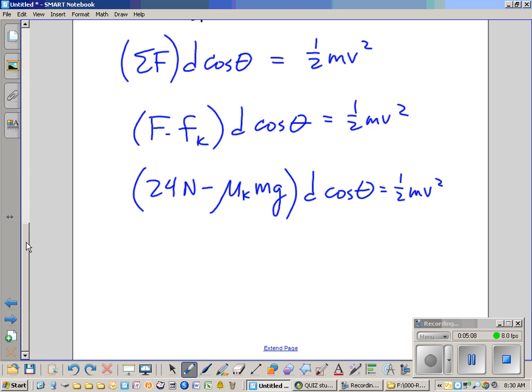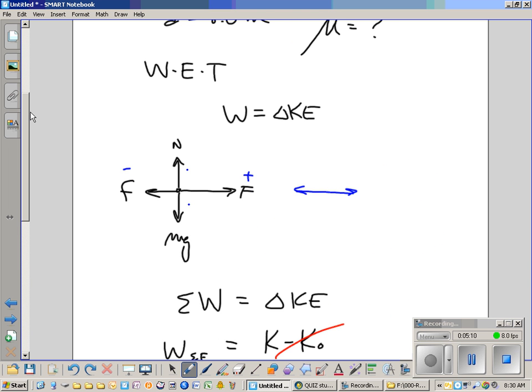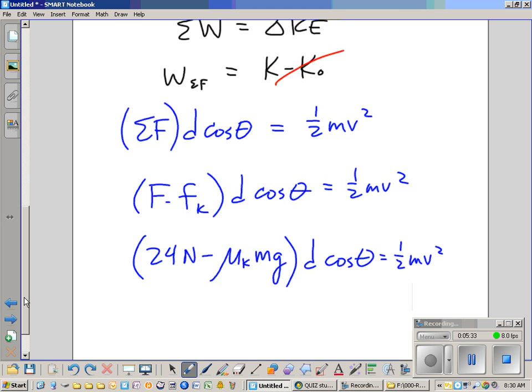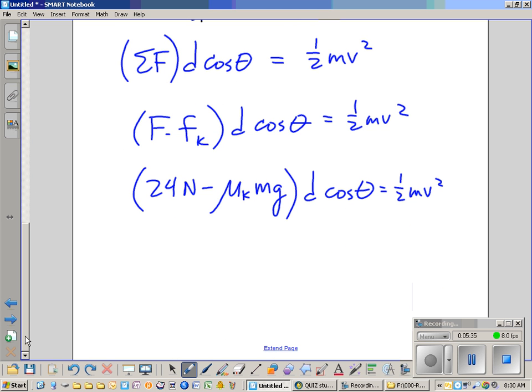Well, let me ask you a question. If we're accelerating in this direction, don't we know that the net force must be pointed in that direction? Yeah? So if the net force is in that direction, and displacement is in that direction, the angle between them is what? 0, all right? And so cosine of theta is going to be equal to 1. So we can just drop that cosine term, all right?